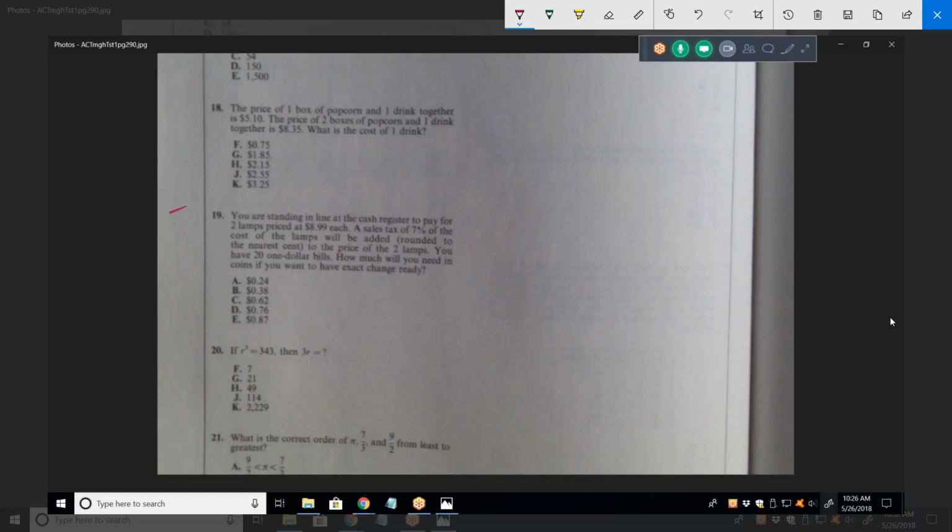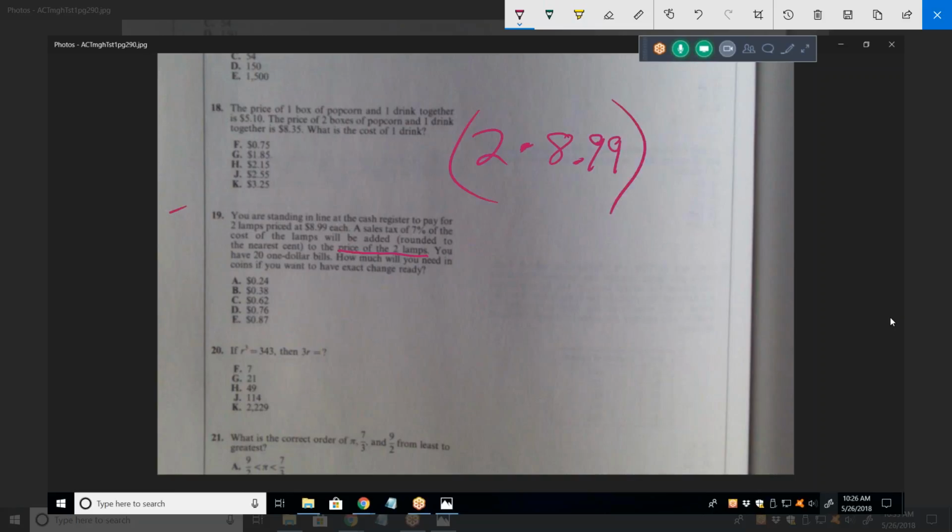what's the cost, including tax, going to be for the 2 lamps? 2 times what? Let me read it real quick. Each lamp is $8.99. Okay. So it's 2 times $8.99. 17.98. Okay. You can do it that way, but let's figure out the tax at the same time.